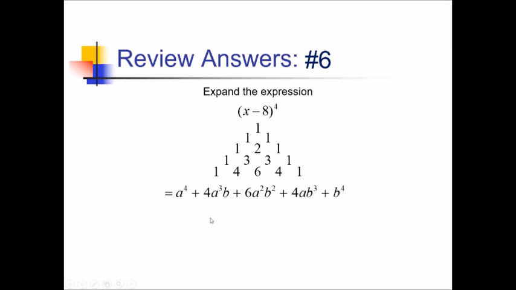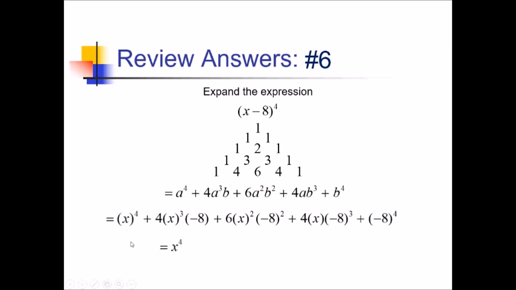Next, for a, I'm going to plug in x. This negative 8 is going to be my b value. So for a to the 4th, we've got x to the 4th. Next, we have 4x cubed times negative 8. And then we have 6x squared times negative 8 squared, 4x times negative 8 cubed, and finally we have negative 8 to the 4th power. Okay, going through and simplifying this, that's x to the 4th.